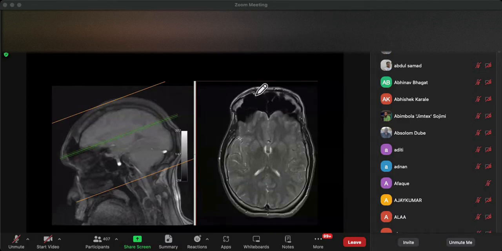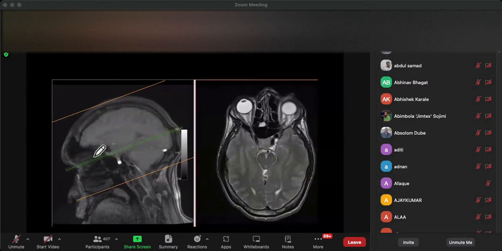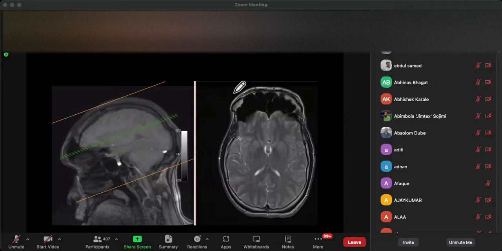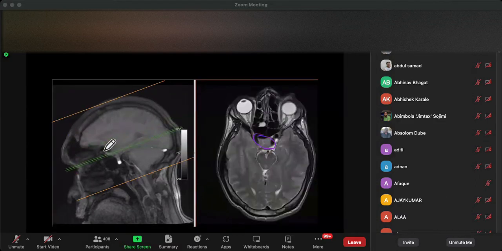So the slice here is through the supraorbital ridges, and then the slice here is through the pituitary. Put it all together. That's a coronal slice through here. Yeah, it's a macroadenoma, and it must be secreting growth hormone because the supraorbital ridges are very pronounced. This is a case of acromegaly.